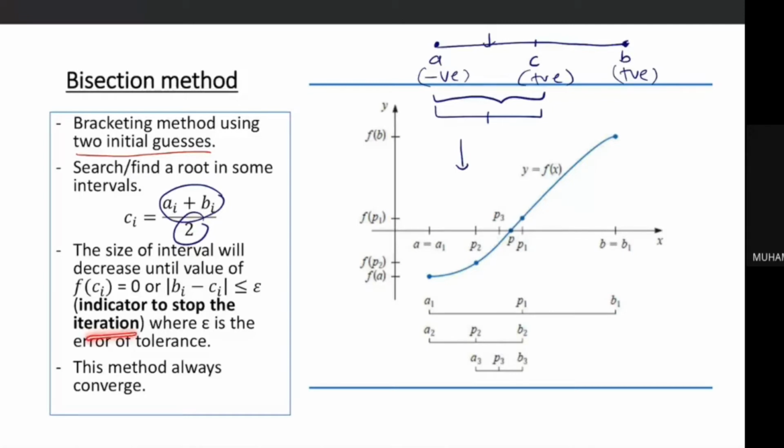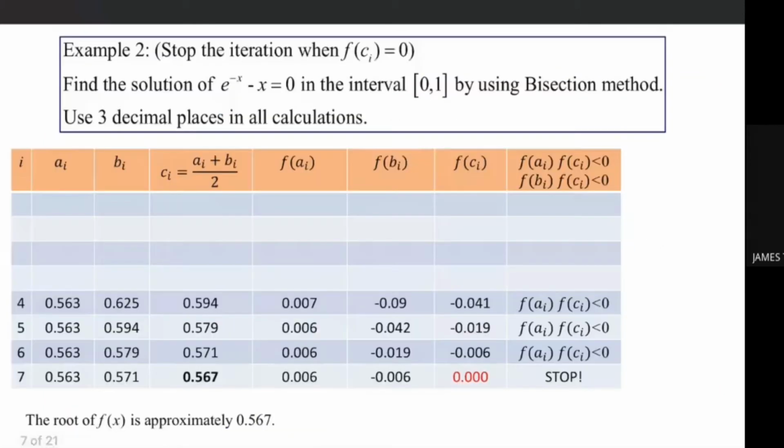This is the indicator to stop the iteration. Or if the question gives you epsilon, the error tolerance, then you must calculate the error. This method will always converge. What is converge? It means approaching the solution. So this method will always approach the solution because we choose the interval that contains the solution. You must understand how the method works.